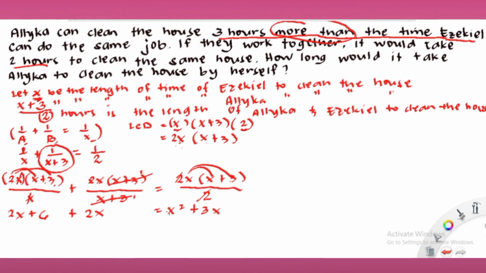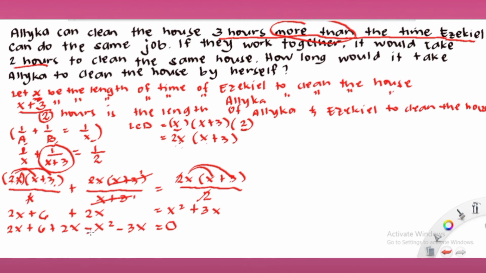Okay? Let's combine all the terms. Lipat natin ng x squared plus 3x on the other side. So, we will just copy 2x plus 6 plus 2x. X squared will become negative x squared. 3x will become negative 3x equals, nothing is left on this side, but 0.